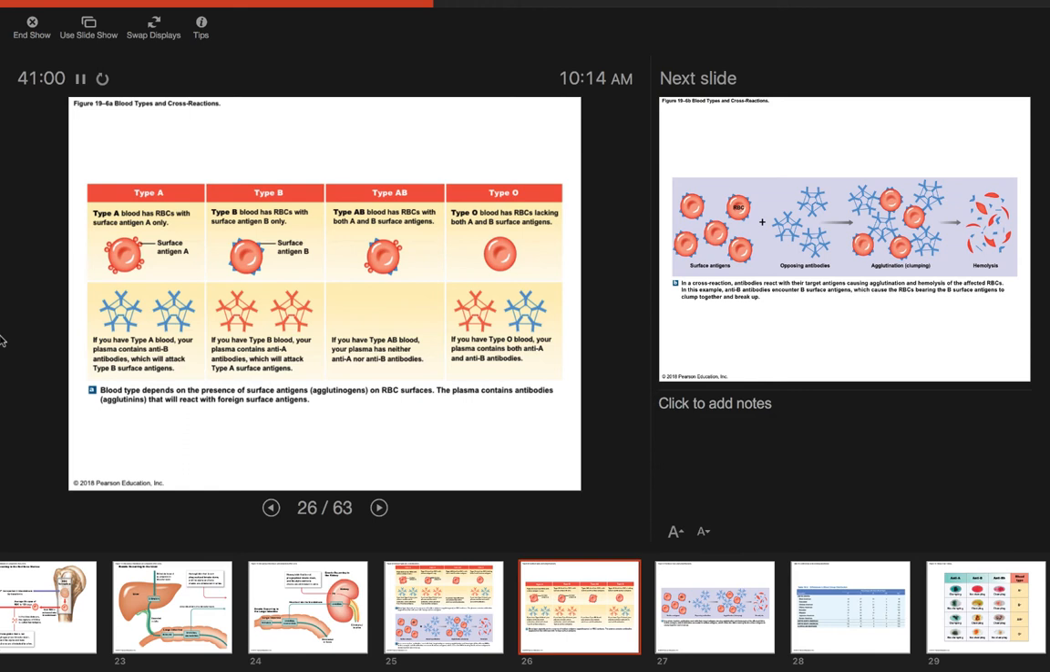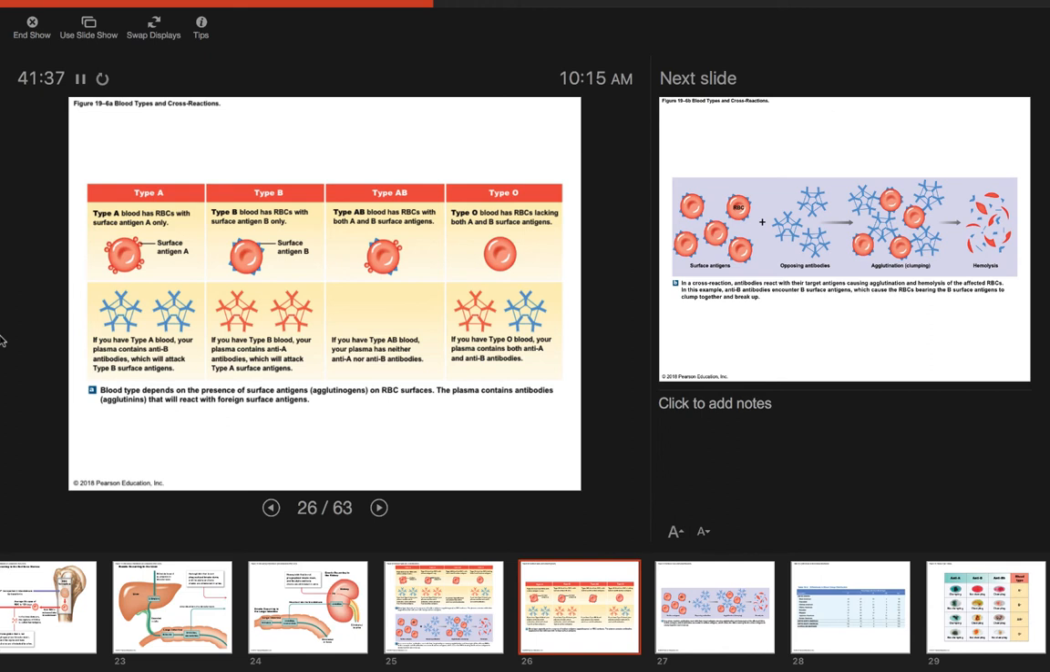Let's look at a person with type B. Type B has just the B antigen on it. So this cell cannot come in contact with the B antibody. The B antibody will attack this cell, right? So we're giving this red blood cell, who can we give that red blood cell to? Can we give that red blood cell to type A? No. Can we give this red blood cell to type B? Yes. Can we give it to type AB? Yes. Can we give it to type O? No.